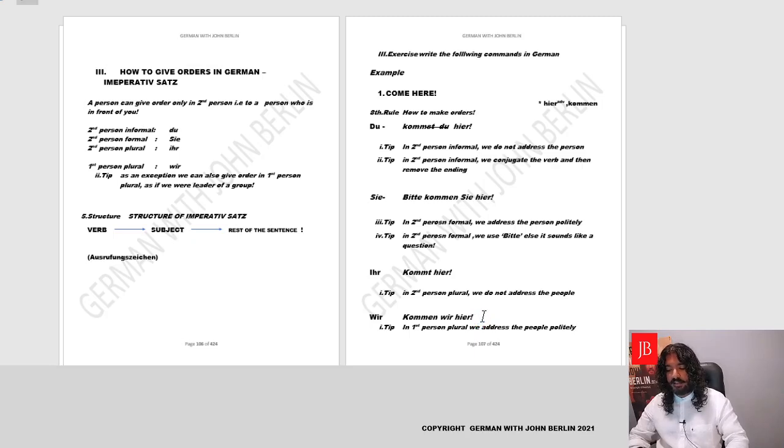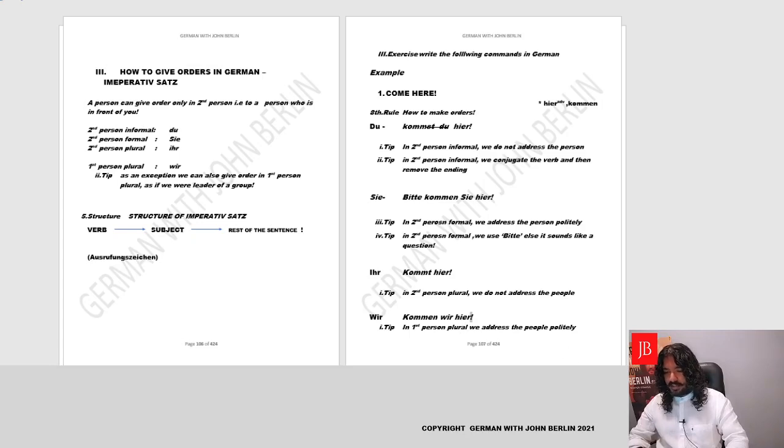here. Yes, that's an order. So how would you say it? Pretty simple. Begin with the verb kommen. You'll introduce the subject, wir, and then you'll say hier. Kommen wir hier. Make it sound like an order. Yes, else it might sound like a question. Kommen wir hier? Do we come here? Yes. So make sure that you exclaim it correctly.